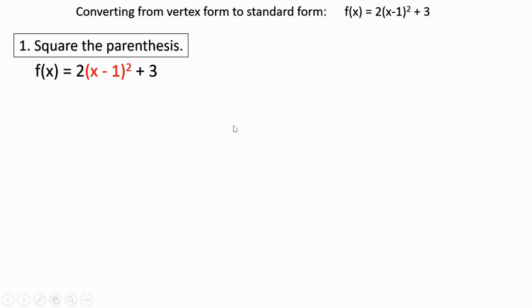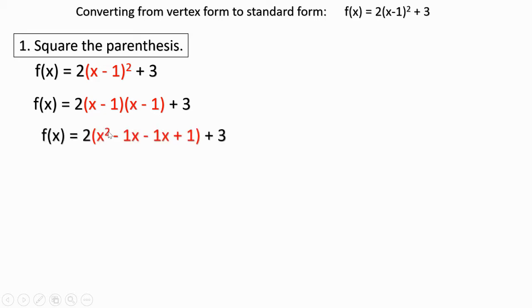If you remember from chapter 6, when we did the FOIL method and we did multiplying binomials, then you know that x minus 1 squared, you're going to expand that. You're going to write x minus 1 twice, okay? Once you expand that, the next step is to do the FOIL method, multiply these two parentheses together. And so I'm going to do x times x and get x squared, and then x times negative 1 is negative 1x. Negative 1 times x is negative 1x, and then negative 1 times negative 1 is a positive 1. Okay, and then we combine those two middle terms, negative 1x and negative 1x, and get negative 2x.